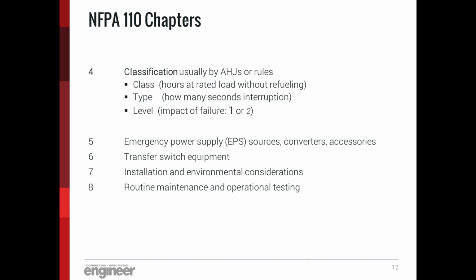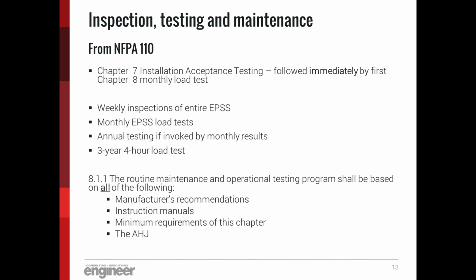The other main chapters in NFPA 110 that I want to talk about are 5, 6, 7, and 8. 5 is the chapter that talks about the emergency power supply. What's that? That's the generator. It's the source. It's the converters. It's the accessories that help the generator run. 6 is the transfer switch equipment. 7 is the installation and environmental considerations. That discusses, for example, what can go in a generator room, what can go with transfer switches, things of that nature. And 8 is the routine maintenance and operational testing.